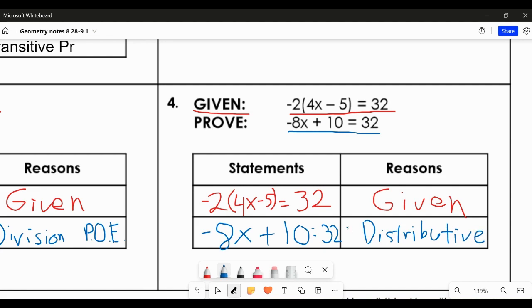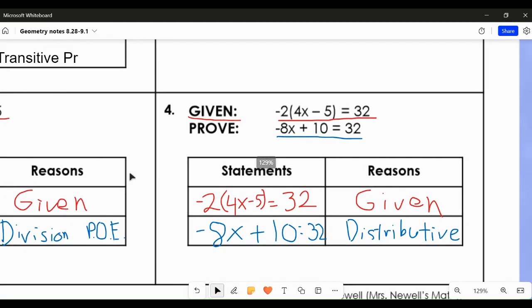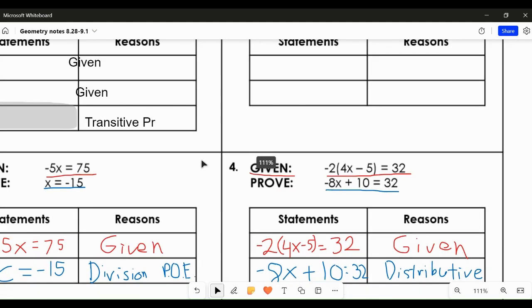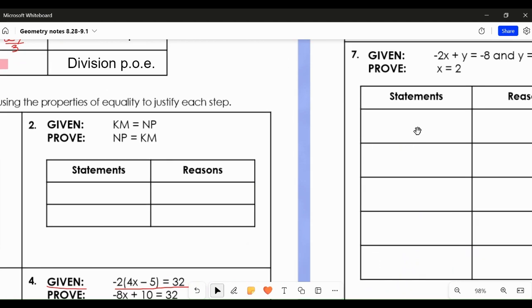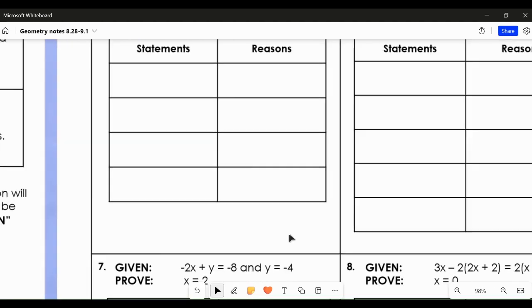Boom. So sometimes you have some proofs that you have to go through all the way for algebra and solve. Other times you're just going to have to go through and give a step or two. All right. Now, these first 4 were pretty easy. We're going to go through and deal with some that are a little less easy. So I'm going to give you our first one, and we'll do it together. And I'm going to leave you the last 3 to do. Okay?